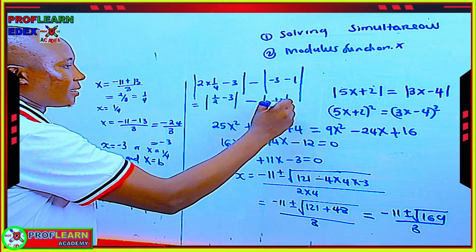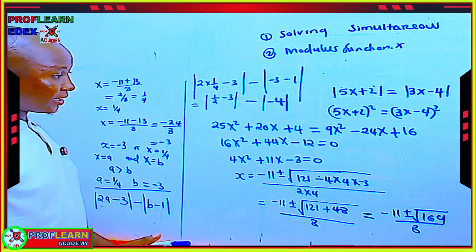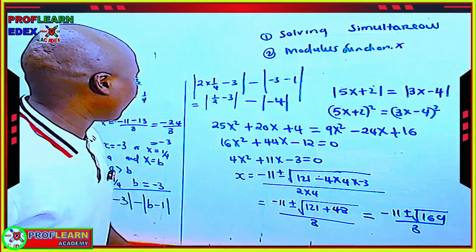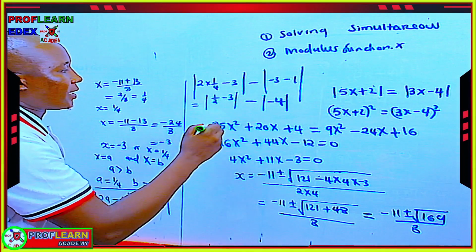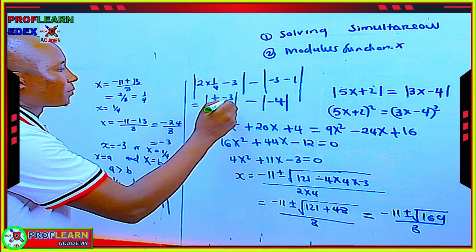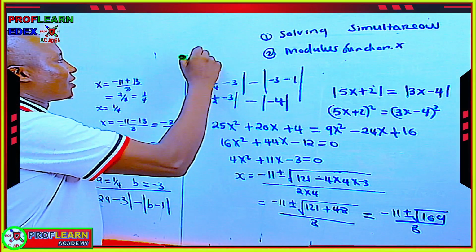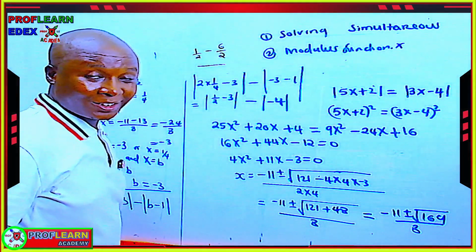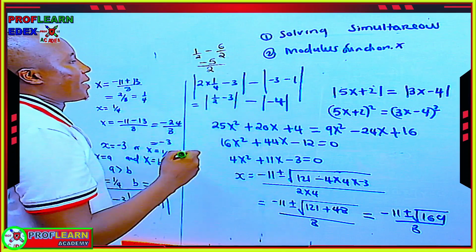Modulus means you take a positive value if you have a negative number. If you have a negative answer, you take the positive value. So we are going to say this minus this is 1 over 2 minus this. We can express this as 1 over 2 minus 6 over 2. It's not easy without using a calculator. So this is going to be minus 5 over 2.